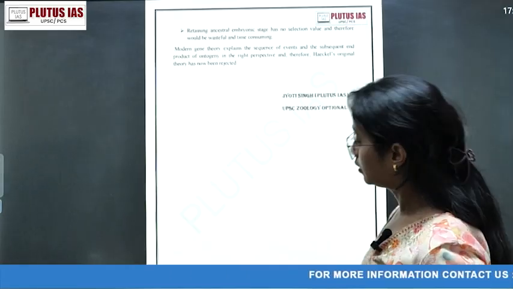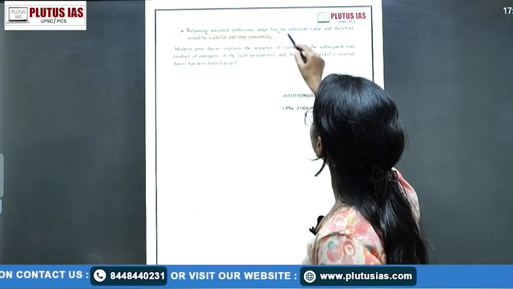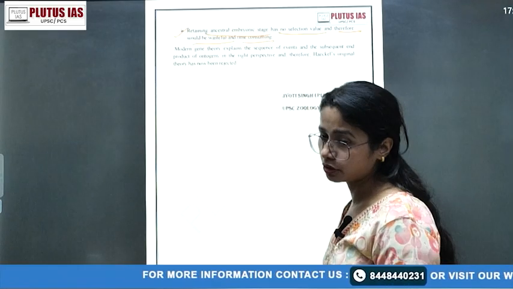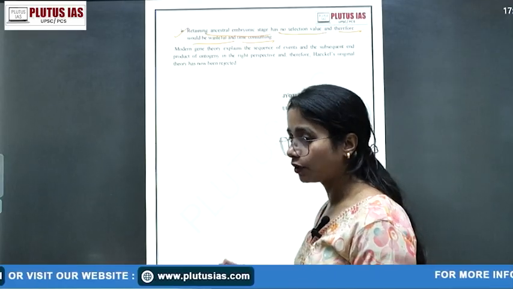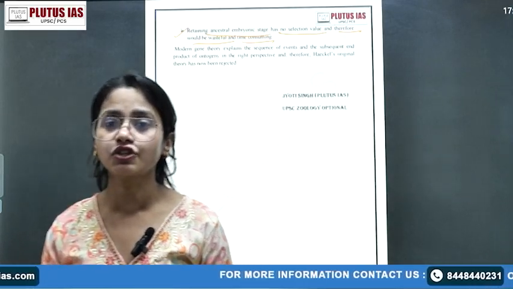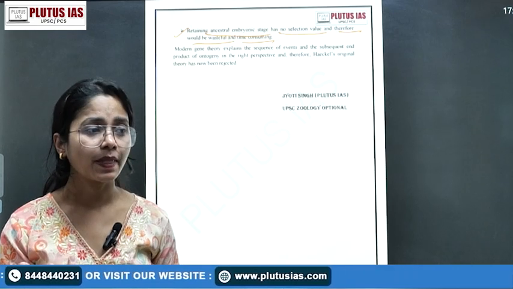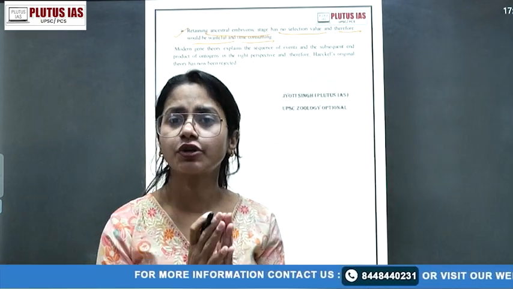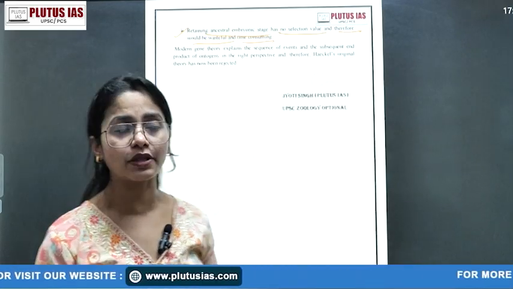And the third one is retaining ancestral embryonic stage has no selection value and therefore would be wasteful and time consuming. ठीक है, अगर आप कह रहे हो कि ancestral embryo stage ठीक है, अगर वो हो रहा है तो हमेशा evolution जो है, in that evolution natural selection favors the most suitable character for better survival, something like that, है ना, जो कि efficient हो, energy efficient हो, time consuming हो, reproductive capacity हो.